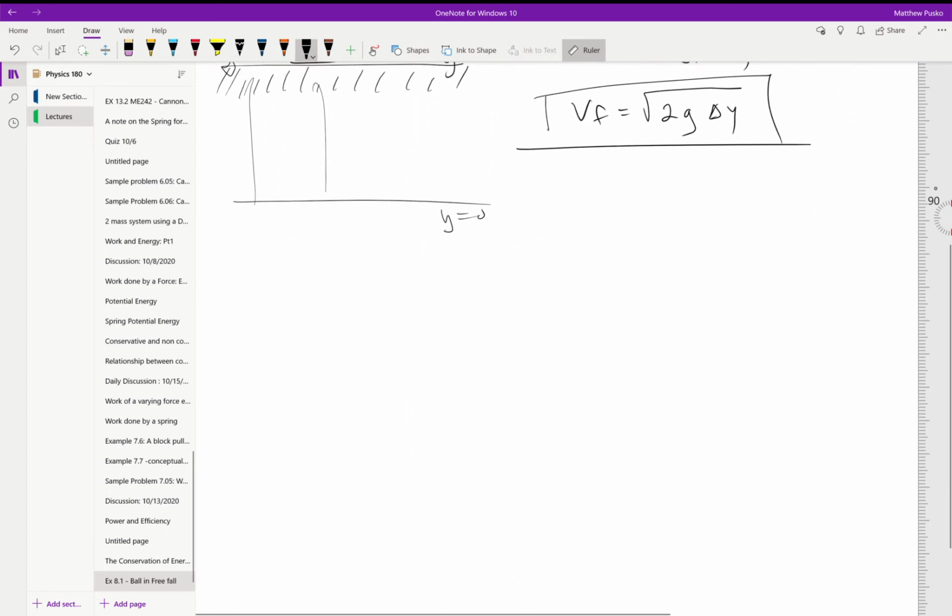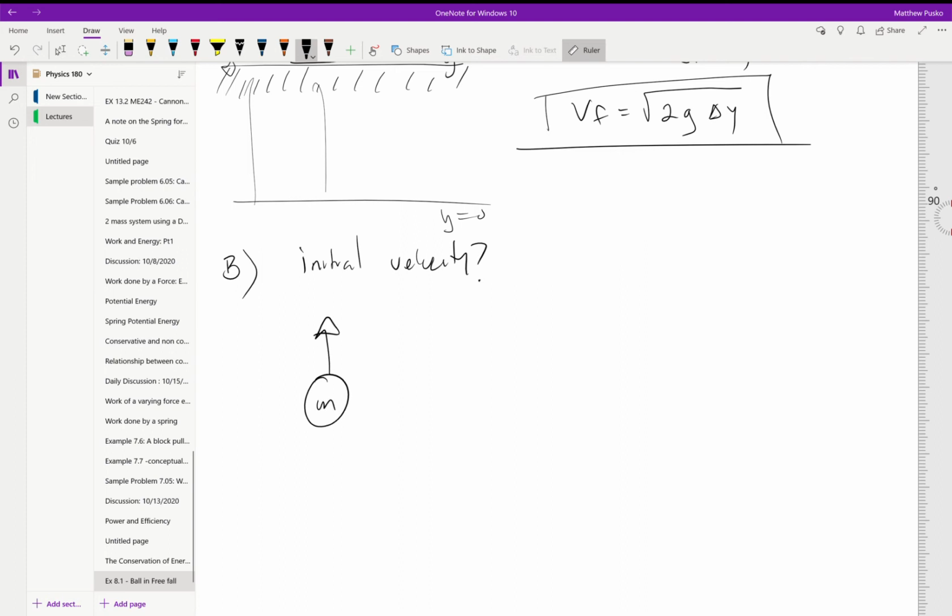Looking at the next part of the problem. Part B says, what if it had some initial velocity? The initial velocity is an upward speed also. So what if we threw this mass up? Well, we don't care about the sign of the speed at all. All we care about is the energy. So we would say the kinetic energy plus potential energy is going to equal the kinetic energy plus potential energy. And what do we have?